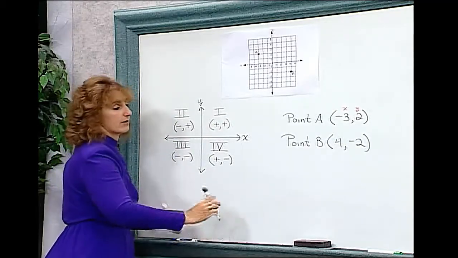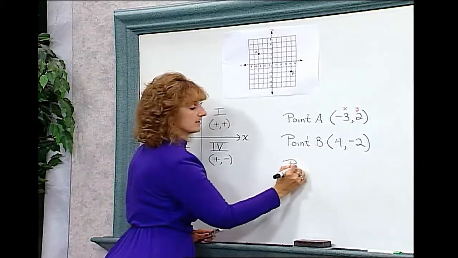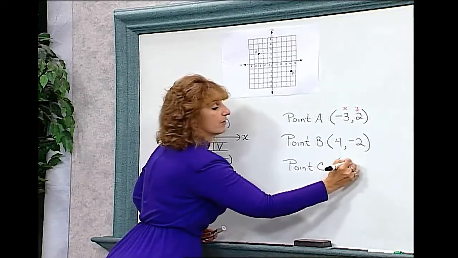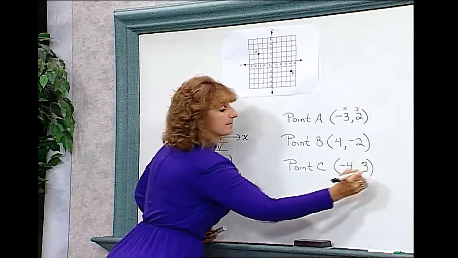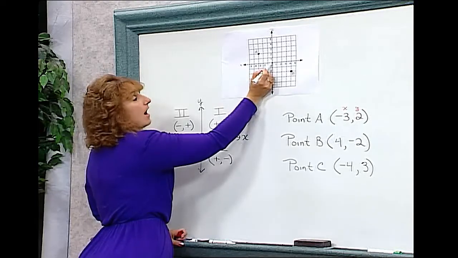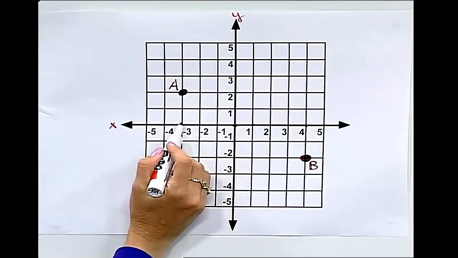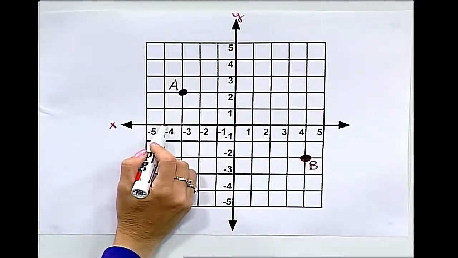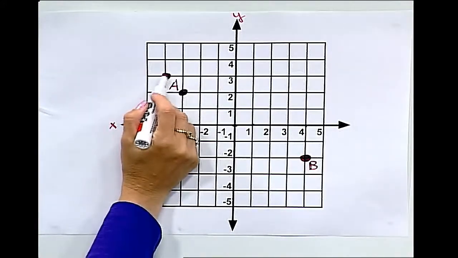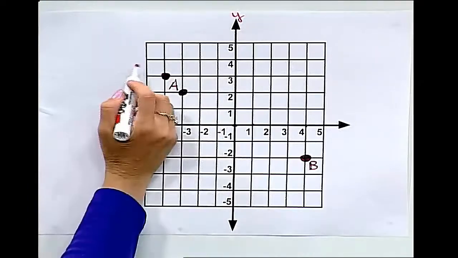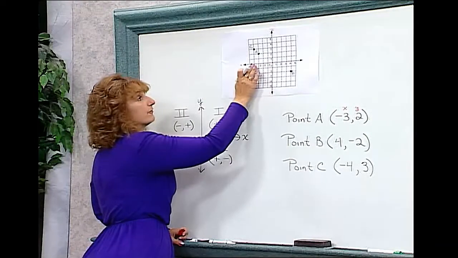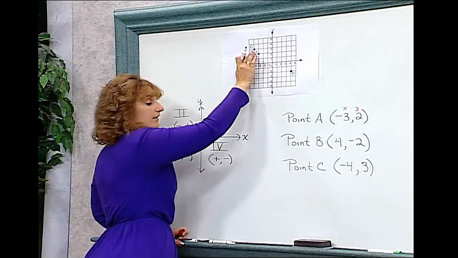Let's try one more. Let's try point C at -4, +3. Again, starting at my origin, I'm going to go left 1, 2, 3, 4. Then I'm going to go up 3. 1, 2, 3. I put my point there. I label it C. Point C is -4, +3.